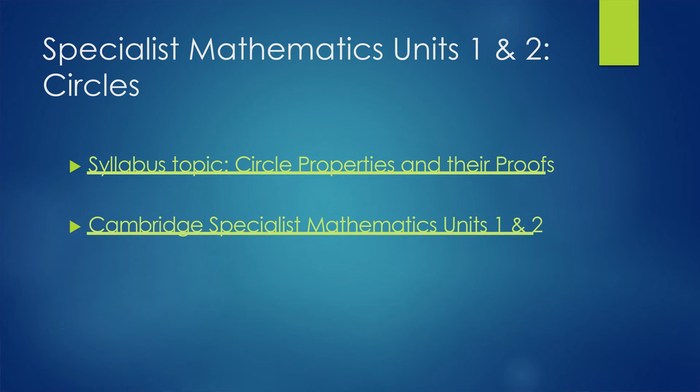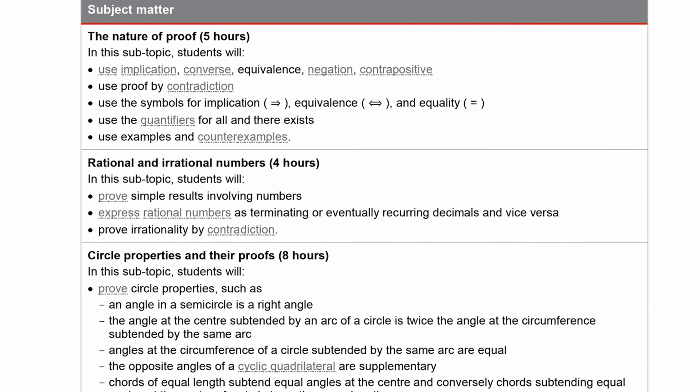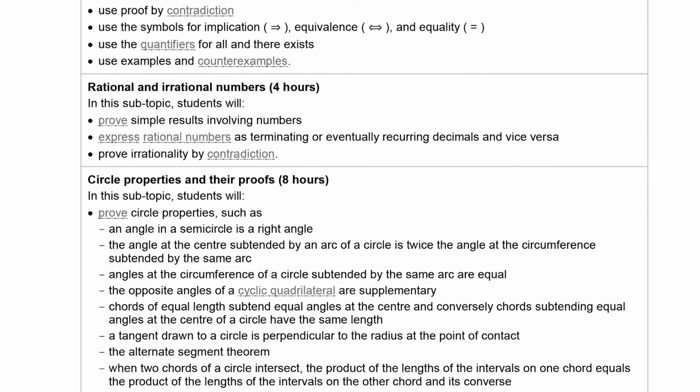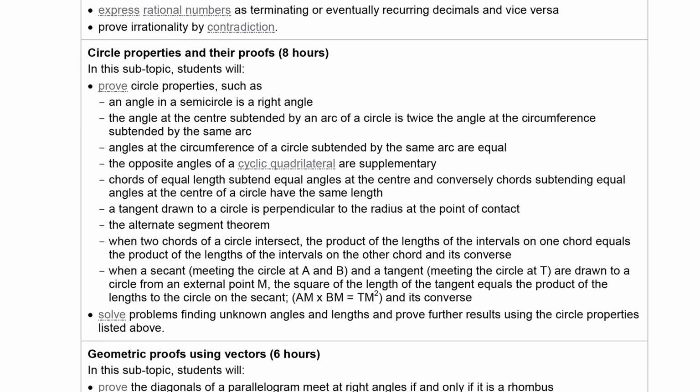So again, what does the syllabus document say there? Let me just skip by the top section, and I'm going straight to the circle properties and proofs, which is that middle section. So what are the sorts of things we have to do, or get the students to do? First of all, there's an element of proof in there. Proving circle properties, like the angle in a semicircle is a right angle. The angle at the centre subtended by an arc of a circle is twice the angle at the circumference. These are stock standard stuff, or things that we get the kids to use, but we don't necessarily get them to prove the rules, do we?